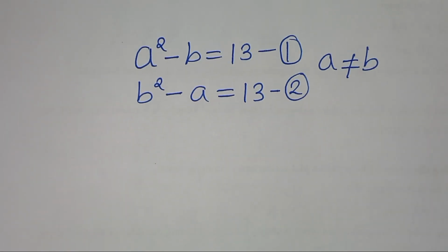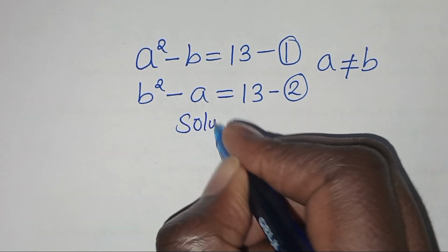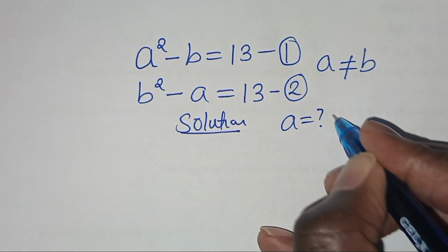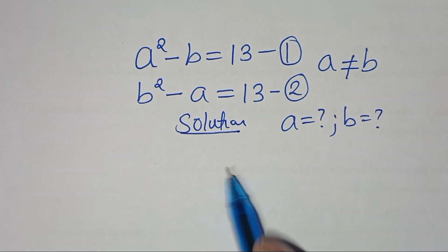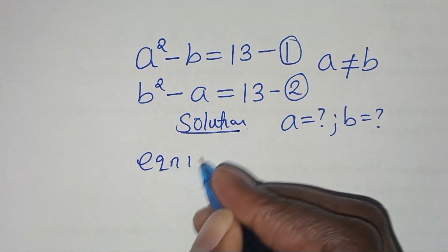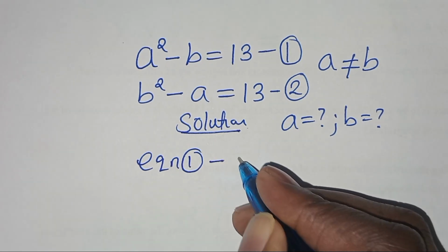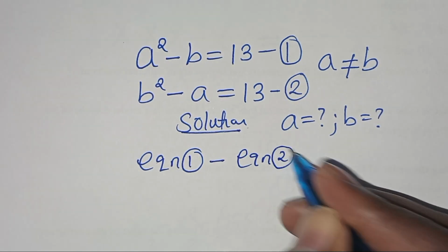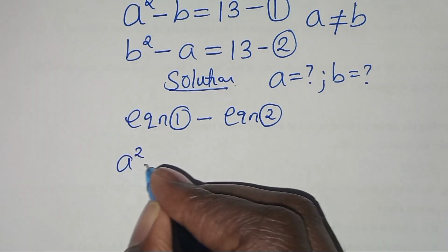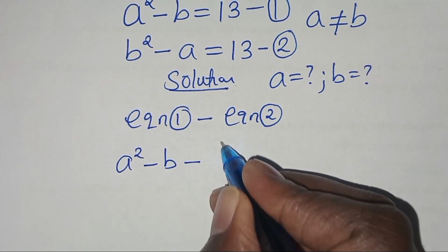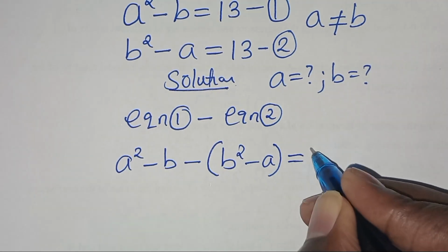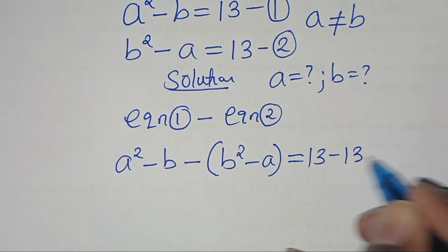So the first step here to solve for the value of a and b is to subtract equation 1 and equation 2. So here we have a squared minus b, subtract b squared minus a, equal to 13 subtract 13.